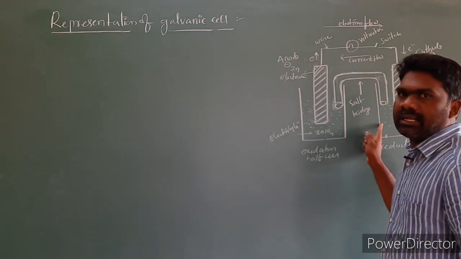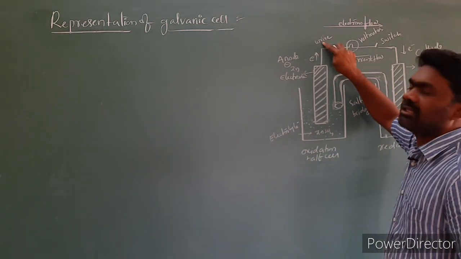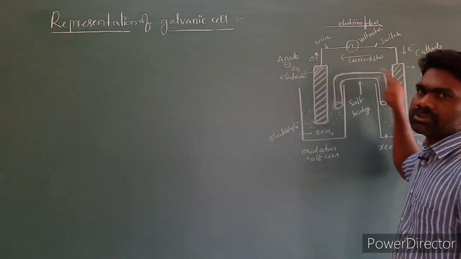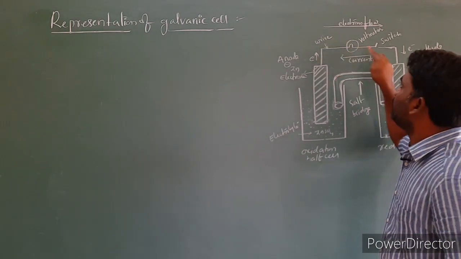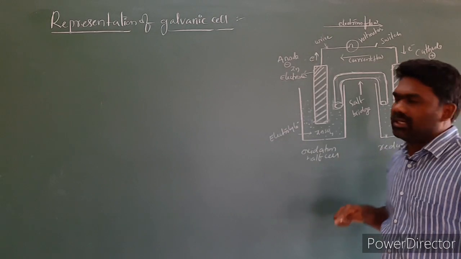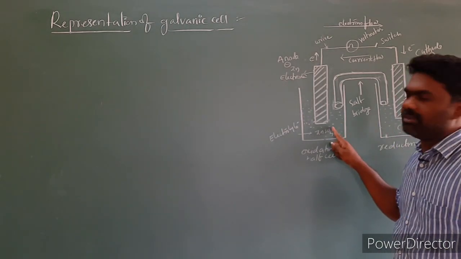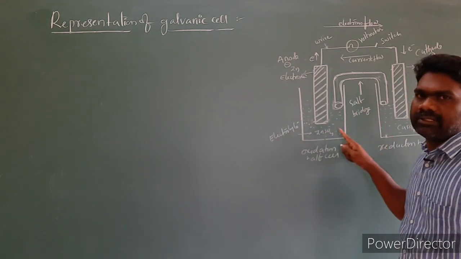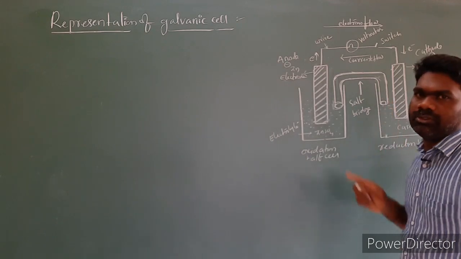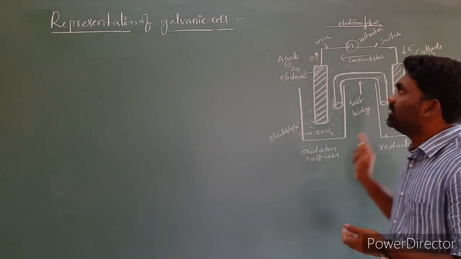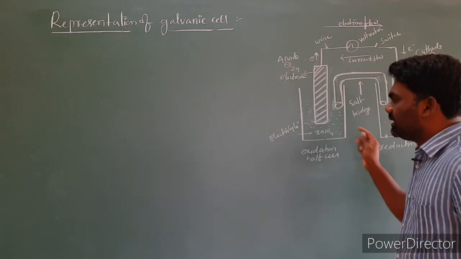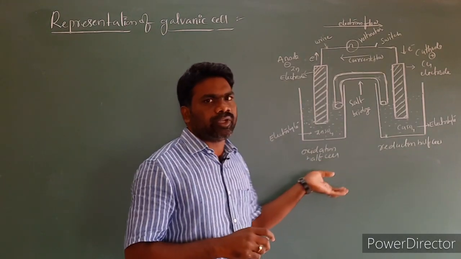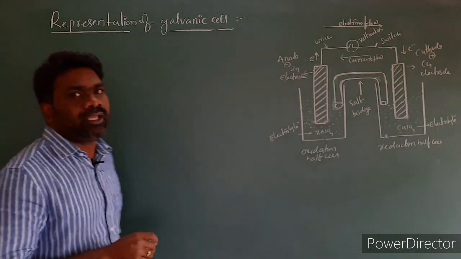These two half cells are connected externally by a wire, that is, the zinc electrode as well as the copper electrode are connected externally by a wire through a voltmeter and switch. And the two electrolytes, zinc sulfate as well as copper sulfate, are connected internally through a salt bridge. So this is the construction of the Daniell cell. Now let us look at the reactions in the oxidation half cell as well as the reduction half cell. This is what we require to write the representation of a galvanic cell.